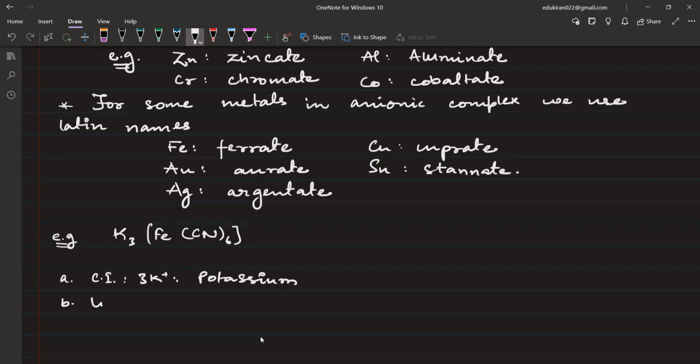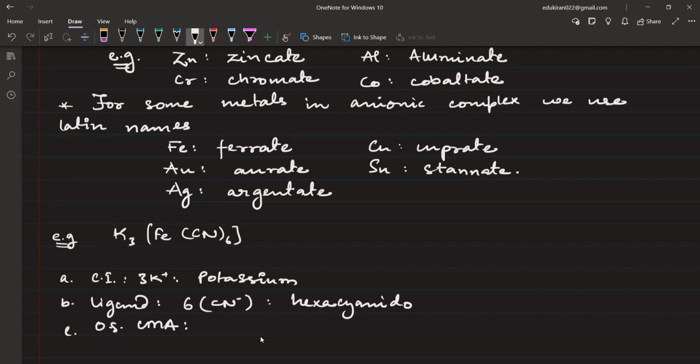Then the ligand is 6 CN negative, which will be hexacyanido. The oxidation state on the central metal atom is going to be what? 3 into +1 plus x for Fe plus 6 into -1, completely equal to 0. So x will be equal to how much? x will be equal to +3.